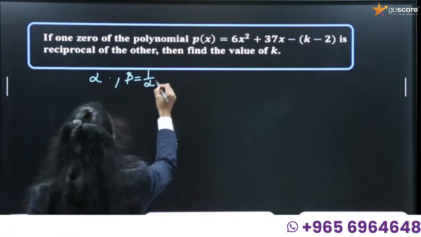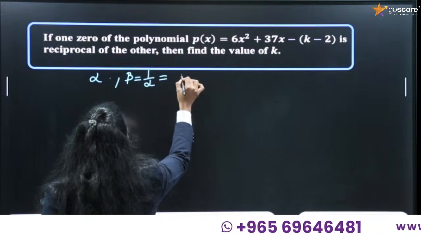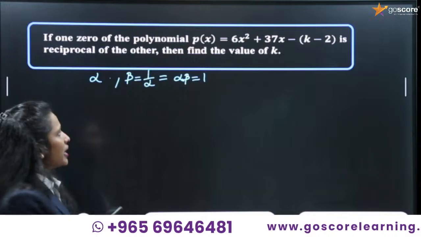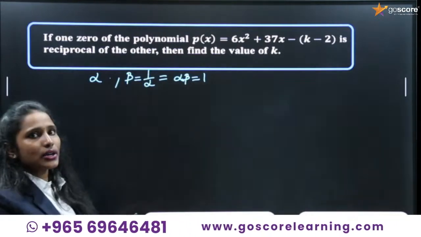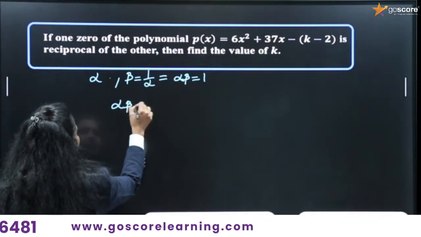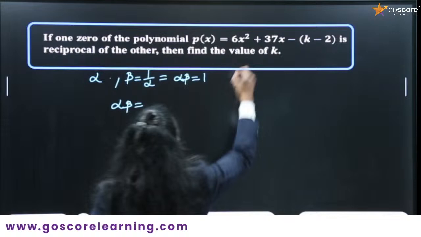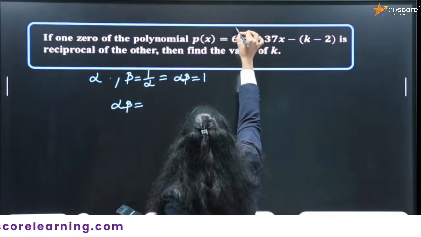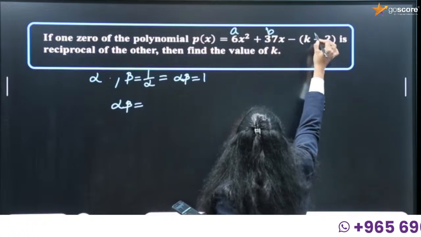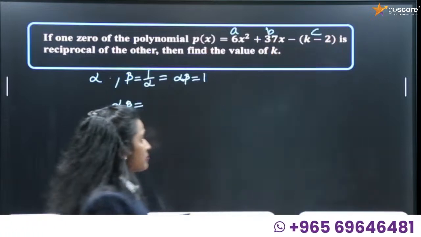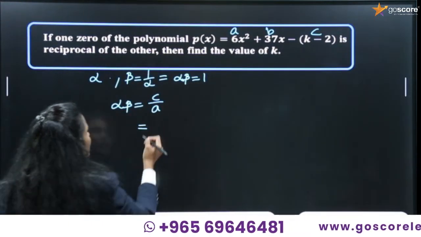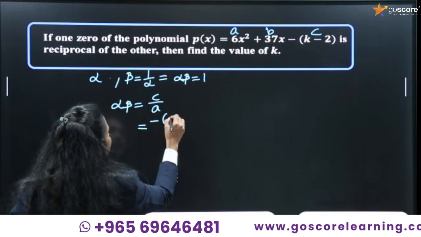Now from this, beta equal to 1 by alpha means alpha beta is equal to 1. Okay. That means the product of the zeros is 1. What is the product of the zeros? Alpha into beta. What is alpha into beta from the quadratic equation? Sorry, not quadratic equation but quadratic polynomial. So a is coefficient of x square, b is coefficient of x and c is the constant term. Product means c by a. That means what is c? Minus of k minus 2.